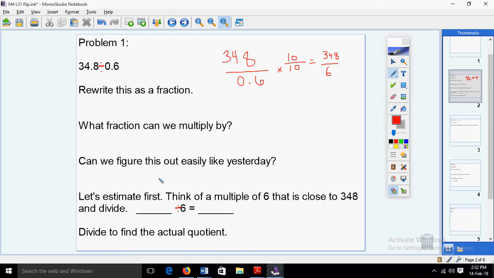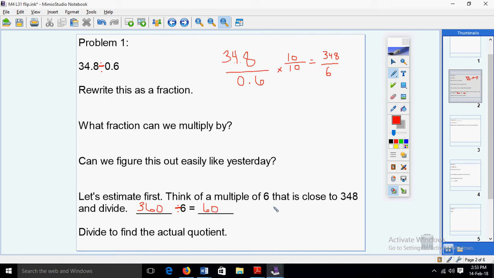So 36 divided by 6 is easy, okay, but we're in the hundreds, so we'll do 360. Okay, 360 is pretty close to 348. So we can go ahead and figure that out. I'm going to cover the 0 because I don't care about it right now. 36 divided by 6 is 6, and then I'm going to add my 0 back in, okay? So my answer should be around 60.